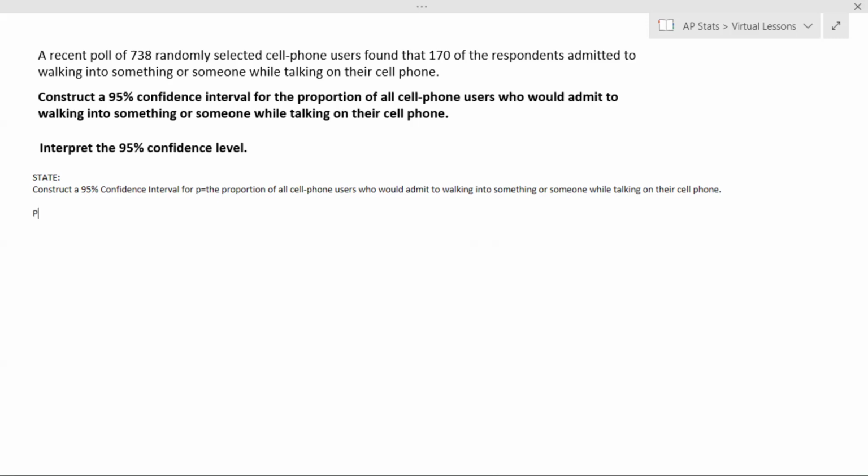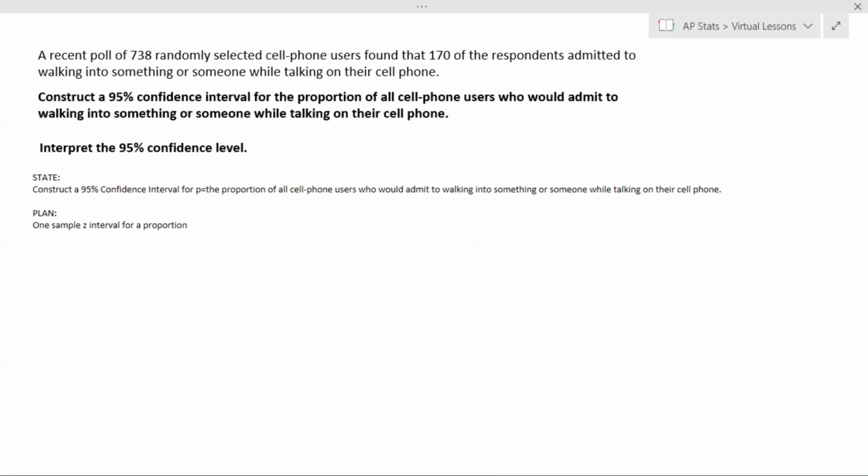The next step is the plan. What we are doing is a one sample Z interval for a proportion. Now, you can't just say we're doing a one sample. You don't want to say we're just doing a one sample Z interval, or one sample for a proportion. You want to say it all. It's a one sample Z interval for a proportion.